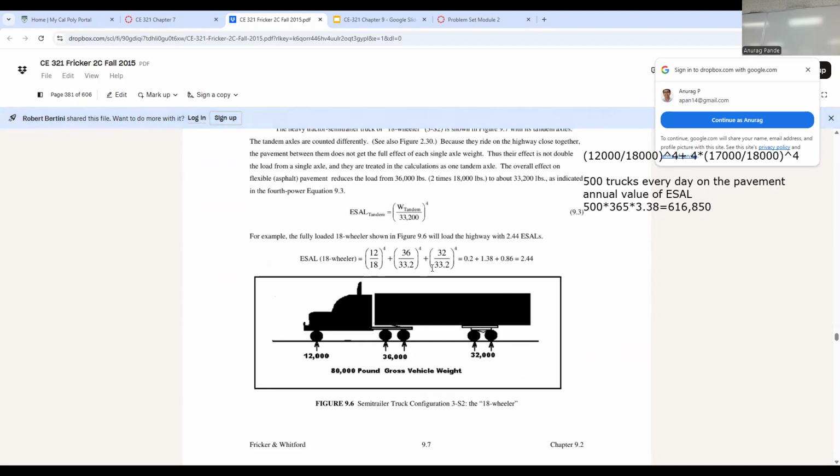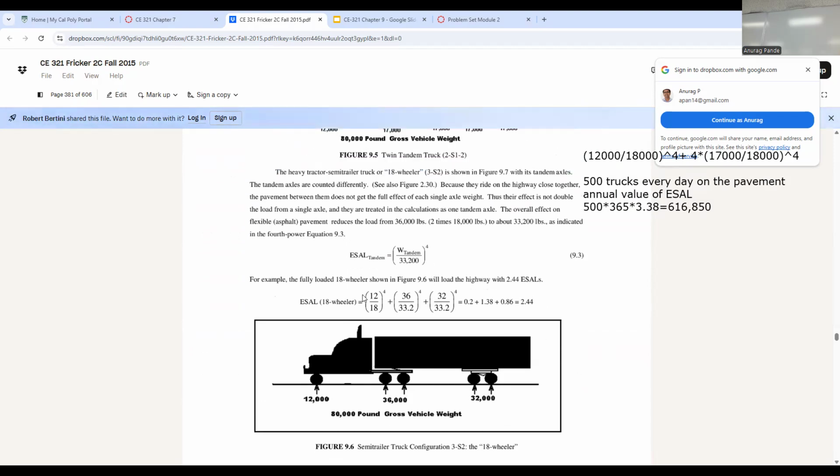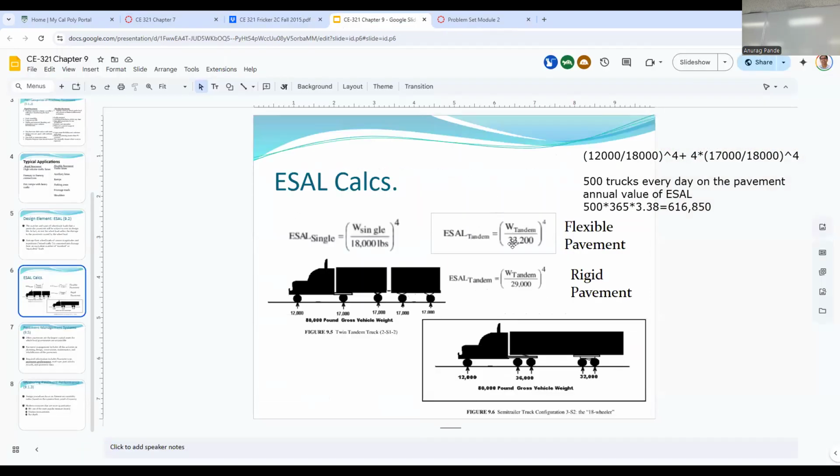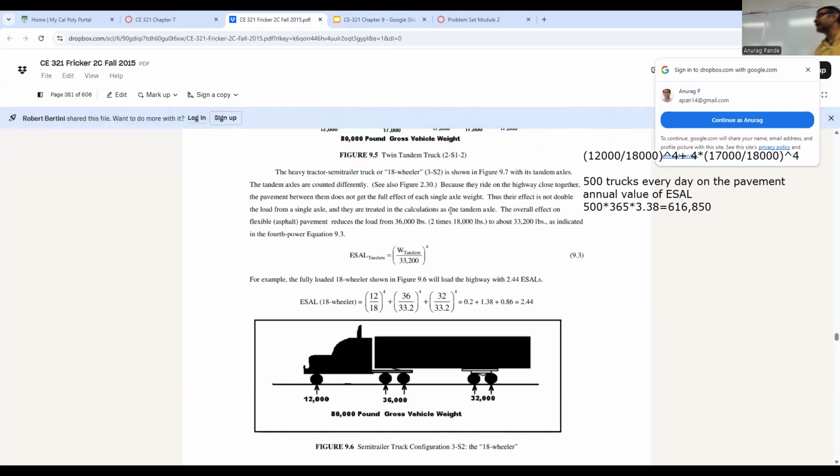Now, here, when you apply this formula, you're making one more assumption, as I said before, right? If you're using this 33,200 formula, that means you're basically assuming that you're analyzing the easel for the flexible pavement. So this calculation that you see for this type of a truck, it's for flexible pavement because you're using that 33.2 in the denominator. Okay, and again, you could see, so this is one tandem axle, this is the other tandem axle, and you're computing the damage.